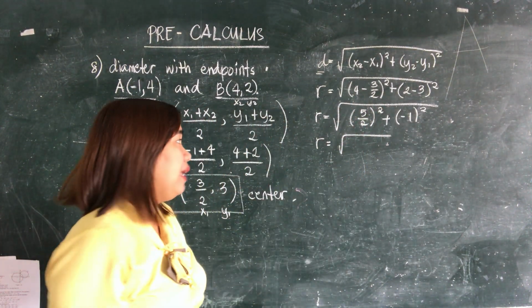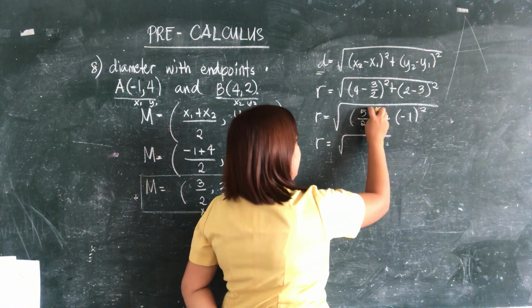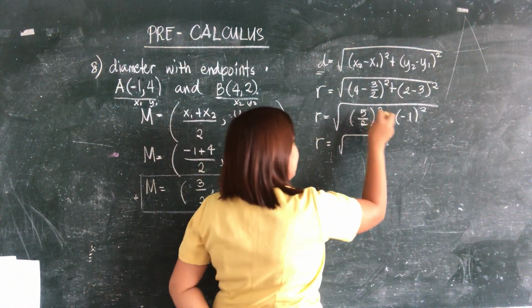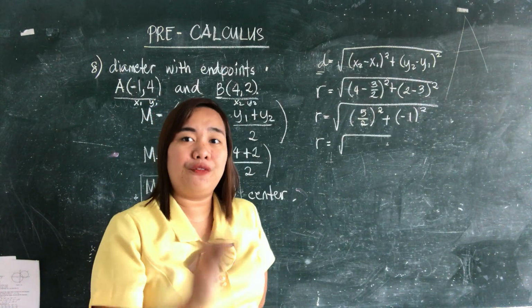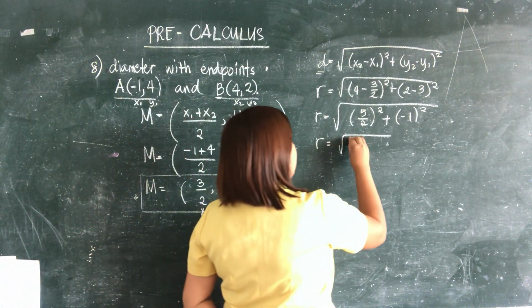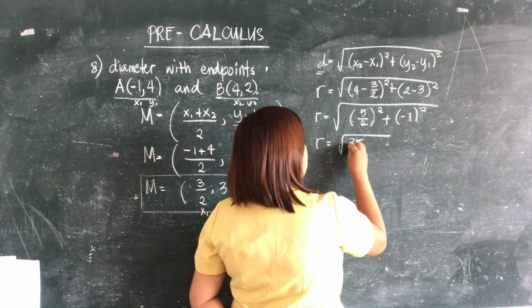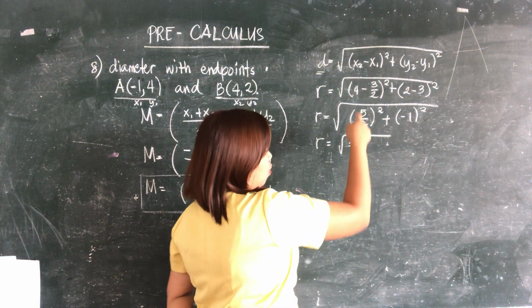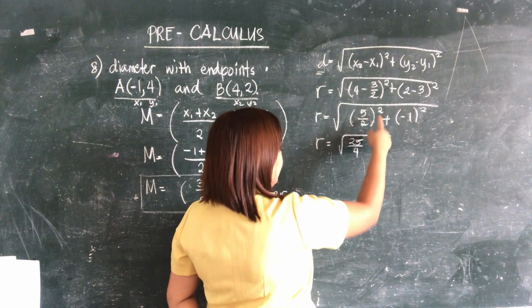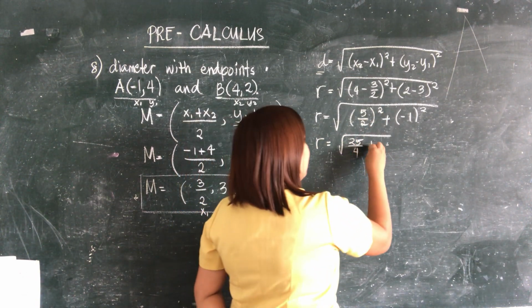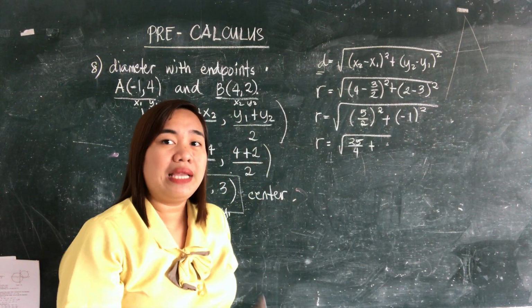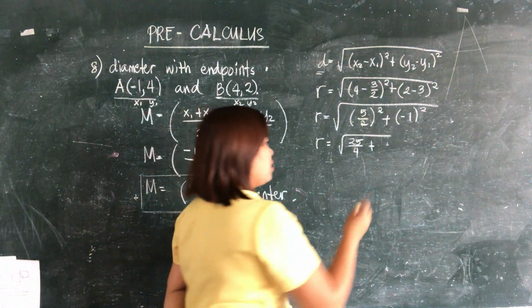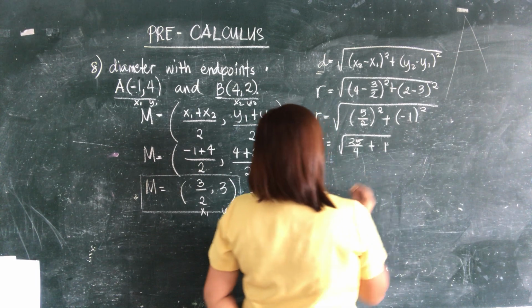Ang mangyayari, you square first the numerator, then square again the denominator. So, 5 squared is 5 times 5. 5 times 5 is 25, and 2 times 2 is 4. That's why 5 over 2 squared is 25 over 4. Plus, negative 1 squared, which means negative 1 times negative 1. So that will give you positive 1.